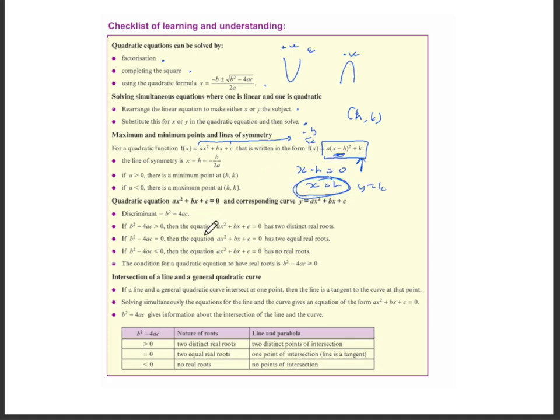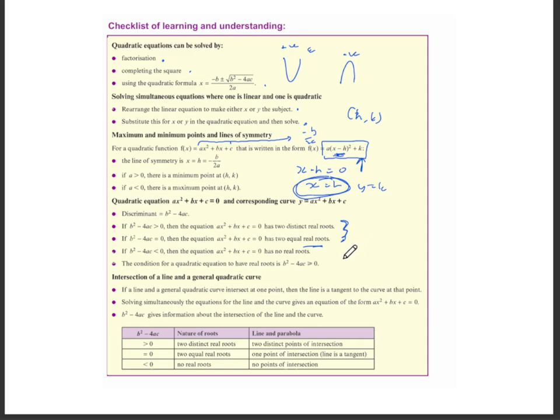Okay. Then when you're looking at the discriminant, if b squared minus 4ac is greater than 0, we have two roots, meaning two intersection points. If b squared minus 4ac is equal to 0, then we have two equal roots or one root. And if b squared minus 4ac is less than 0, then we have no roots. Okay? And the condition for a quadratic equation to have a root, meaning to have at least one point of intersection, we look at these two cases together. The one where it has two distinct or one root. So we're going to make it greater than or equal to 0 instead.